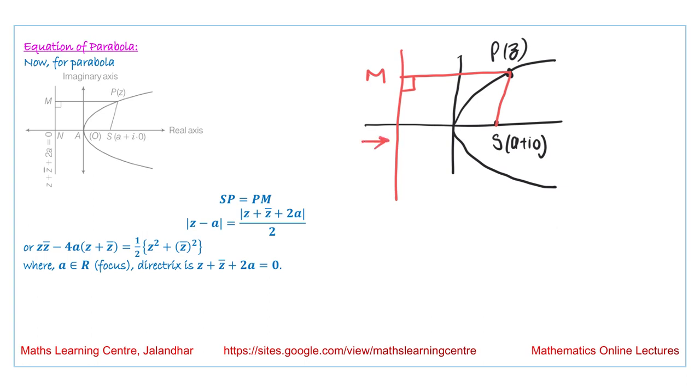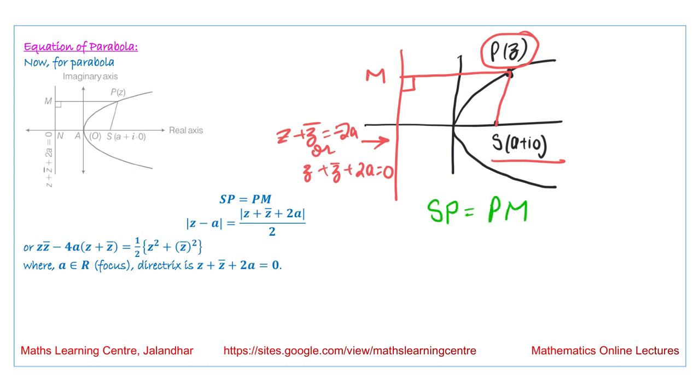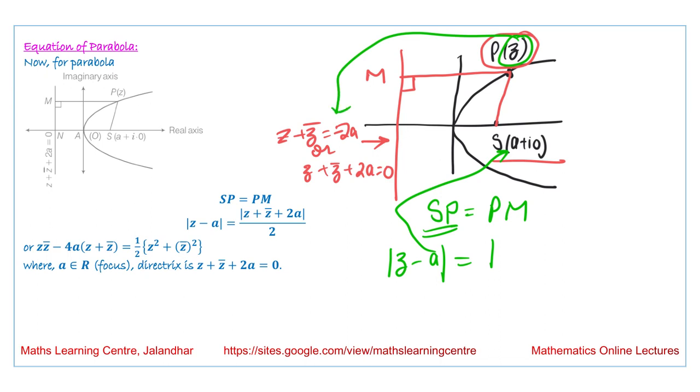The equation of this directrix is z plus z bar equal to minus 2a, or we are saying that z plus z bar plus 2a is equal to 0. And this point P we have is z. So if this figure is a parabola, then by the definition of a parabola we have SP equal to PM. The value of SP is mod of z minus a, where a is a real number, and that is equal to PM. So we are talking about the distance of the point z from this line, so it is mod of z plus z bar plus 2a divided by 2.